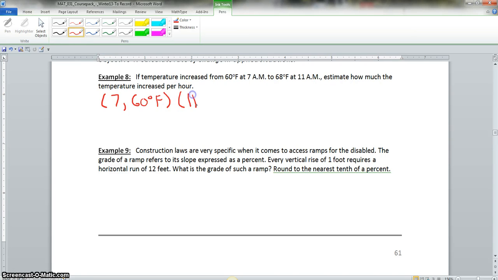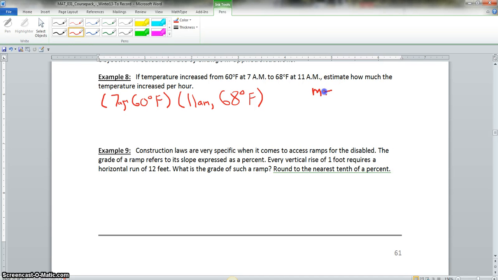Next, at 11 a.m. Now you can write the a.m., you don't necessarily have to. Let me get rid of this parenthesis. Okay, now at 11 a.m. it was 68 degrees Fahrenheit. So now we have our x1. We have our 7 a.m., 60 degrees Fahrenheit, 11 a.m., 68 degrees Fahrenheit.